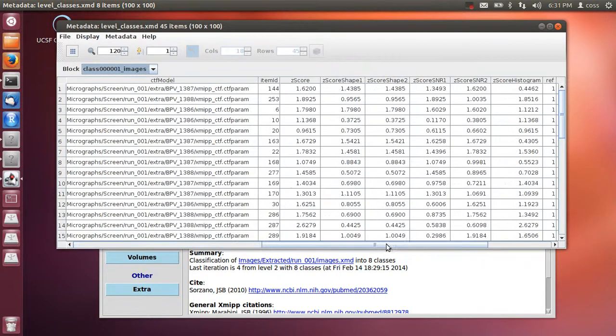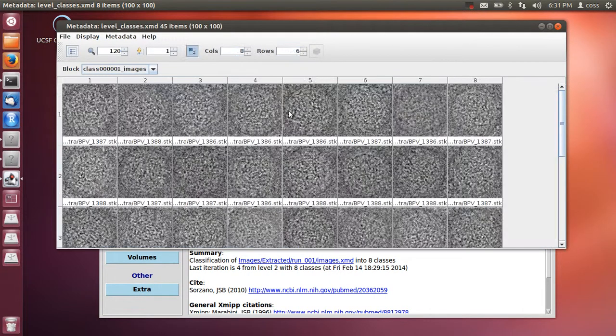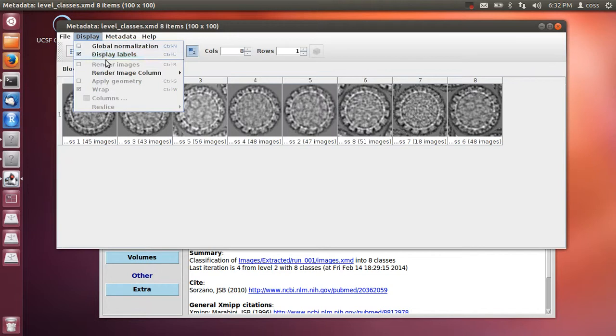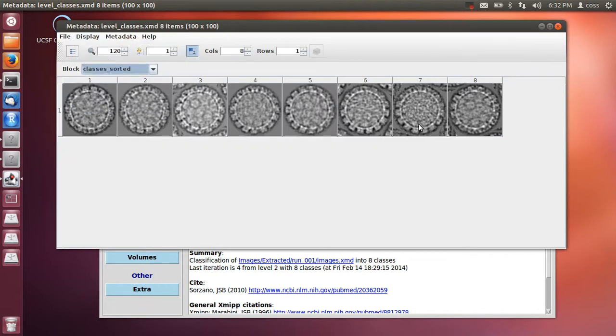So here you have the full image information, or you may see simply the gallery of images. And you may also see the classes sorted. So the classes sorted, they are rather useful. Let me remove the labels. In this case it doesn't make sense, but in other asymmetric particles, the classes are sorted by similarity. So the most similar classes are close to each other, so you can see the different projection directions, if there are subtle differences among them, etc.